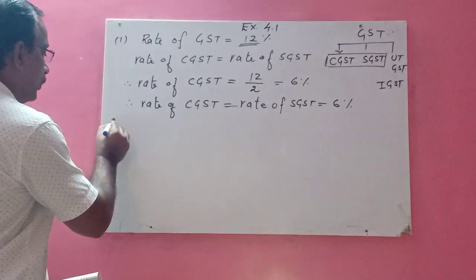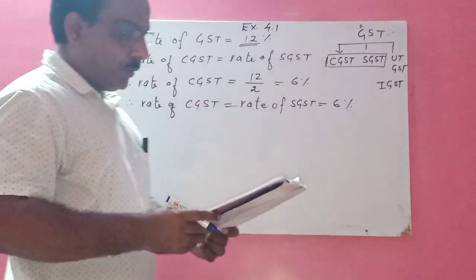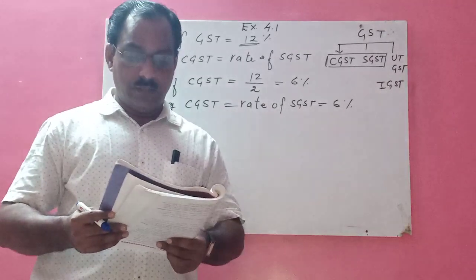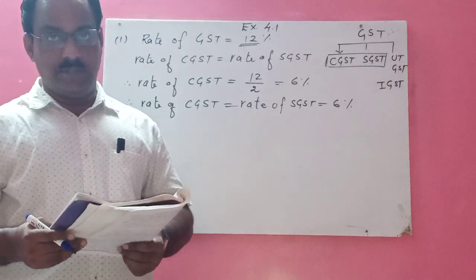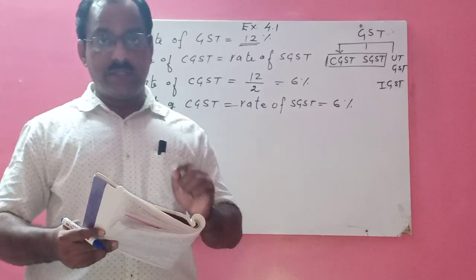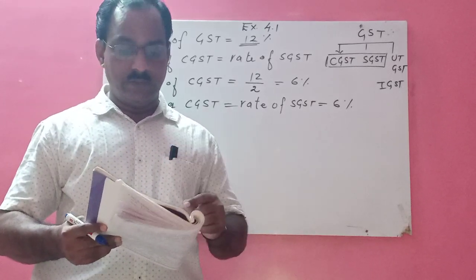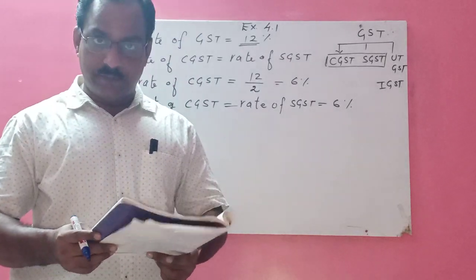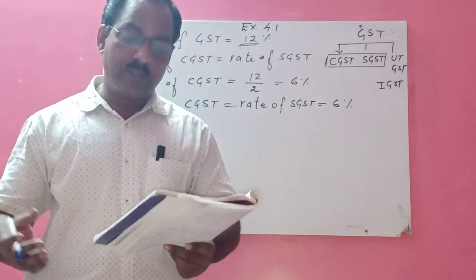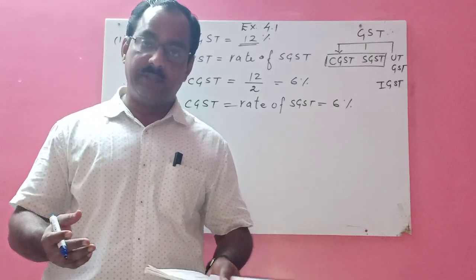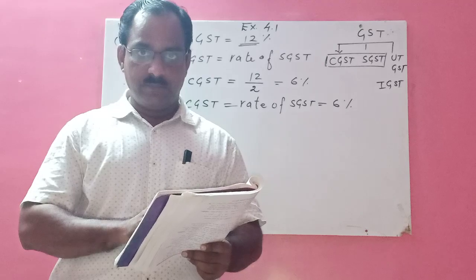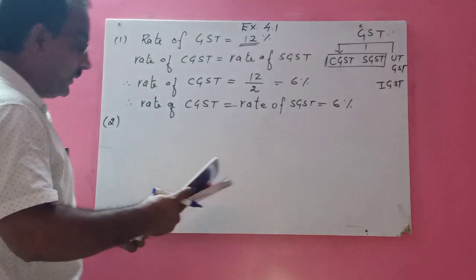Now see question number 2. What is question number 2 here? On certain article, if the rate of CGST, now this time the rate of CGST is given, it is not GST. On certain article, if the rate of CGST is 9%, then what is the rate of SGST? So simple problem it is. And then you have to calculate what is the rate of GST. Right? So just see here.